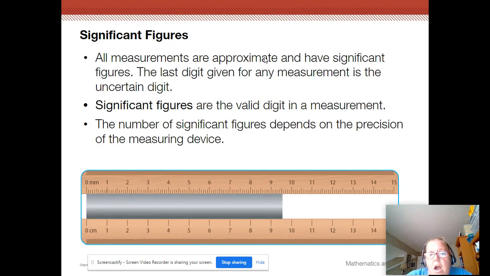All measurements are approximations and have significant figures. The last digit given for any measurement is the uncertain digit. That certain digit helps you define how many sig figs you need. Significant figures are the valid digits in the measurement. The number of sig figs depends on the precision of the measuring device. In other words, you cannot be more precise than the device that you're using to measure. Also, your answers cannot be more precise than your least precise numbers. And so we're going to look at some examples here.